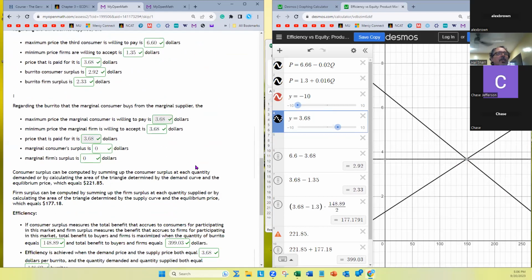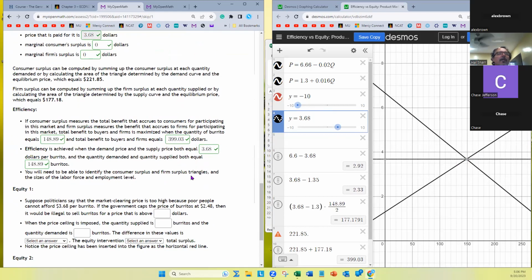So total surplus cannot get bigger than it is when we're at the market equilibrium. That's when total surplus is maximized. And we call that efficiency. So a person who's arguing for free markets is making the efficiency argument. All right, everybody understand that?